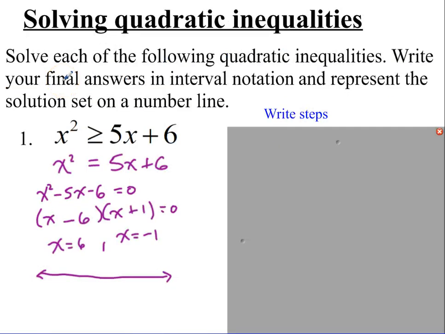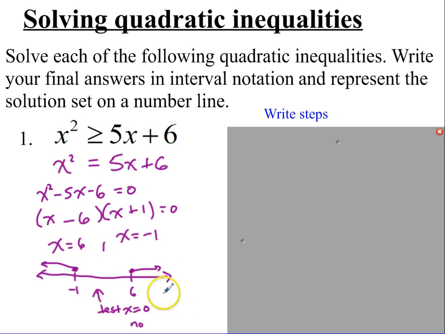So back to the one we had, we're going to put those numbers on negative 1 and 6, filled in dot because it's equal to, and now we need a test point. I like to test 0, so test x equals 0. If I sub in 0 here, I get 0 on the left. If I sub in 0 here, I get 6 on the right. So is 0 greater than or equal to 6? No, that did not work. So that means no number in between negative 1 and 6 will work. So you shade out, and then you just need to write it in interval notation.